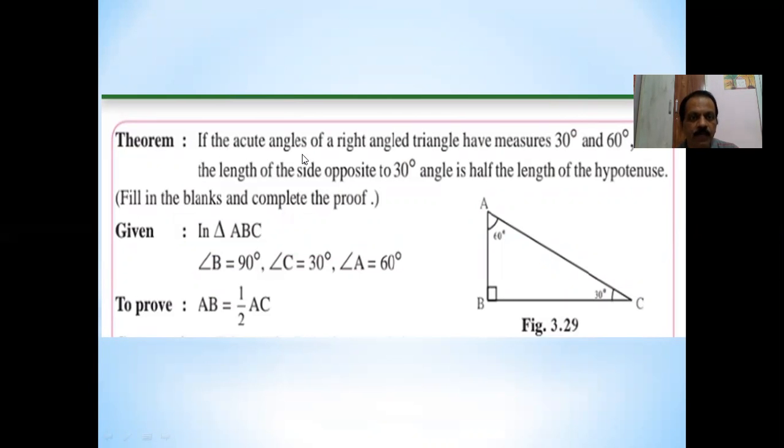If the acute angles of a right angle triangle have measures, what measures are they, 30 degree and 60 degree, then the length of the side opposite to 30 degree angle is half the length of the hypotenuse.